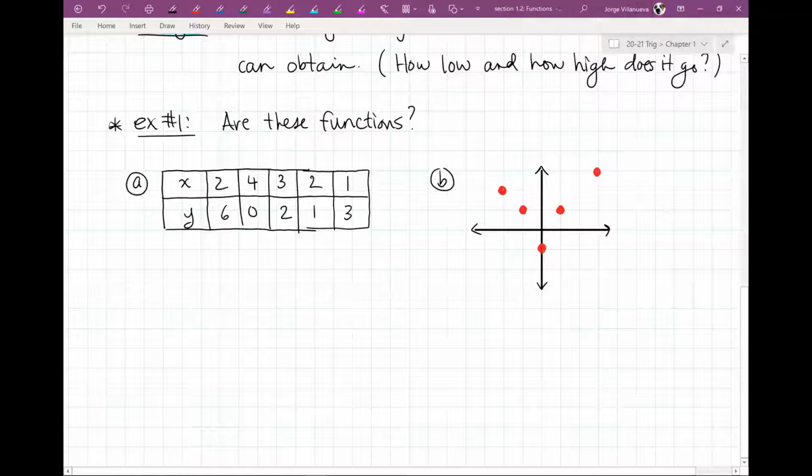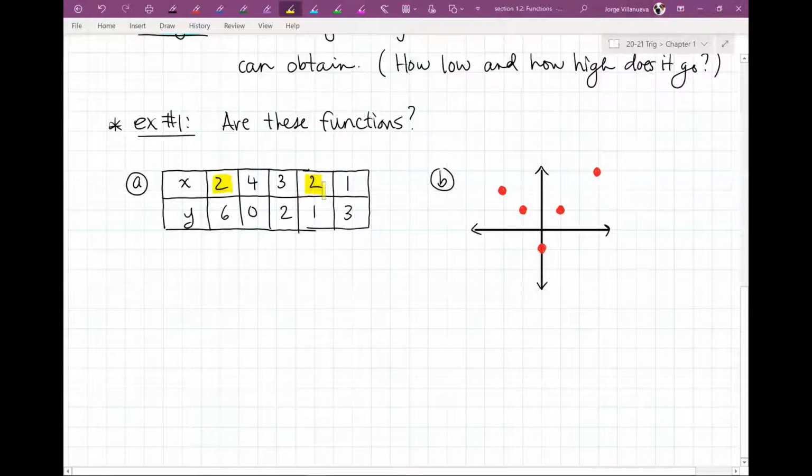So what do you guys think? Is it a function? I see some of you guys saying no. What's wrong with it? Can you type the number that's wrong with it? Yeah, the 2, right? Notice it comes out twice on the x value.